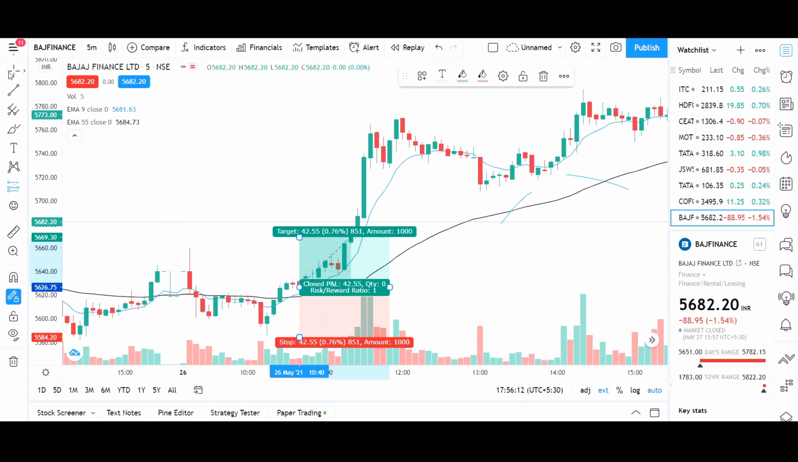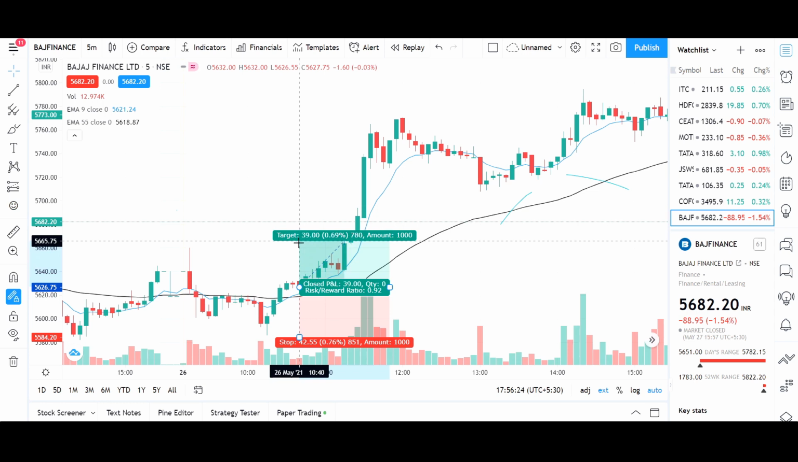So where will you keep a target price and a stop loss? The target price is completely according to you, your risk-taking capabilities, how well you hold your winning trades, and how you can control your emotions. For a beginner, I would prefer keeping a target of 0.60% to 1%, 1% at max. So 0.60% to 1% is a good target in intraday. And again, you have to control your emotions.